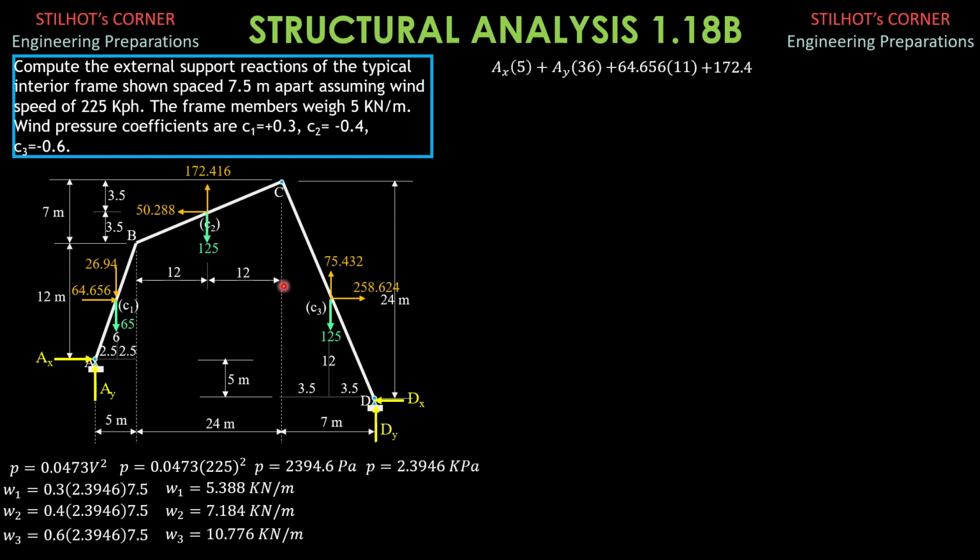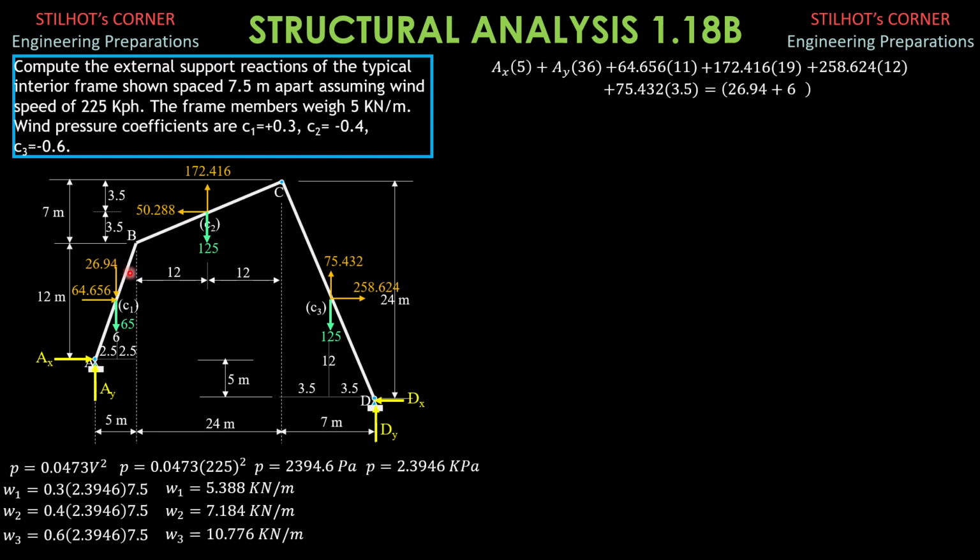Plus 172.416 times 12 plus 7, 19, 172.416 times 19, then plus 258.624 times 12, then plus 75.432 times 3.5, then equals. So let's begin with these forces, counterclockwise positive.